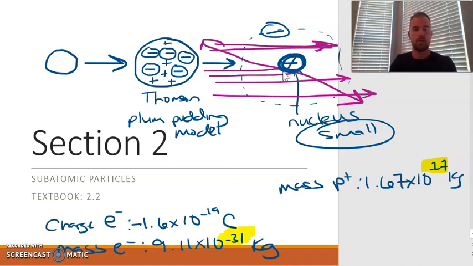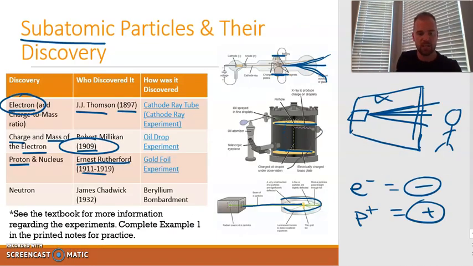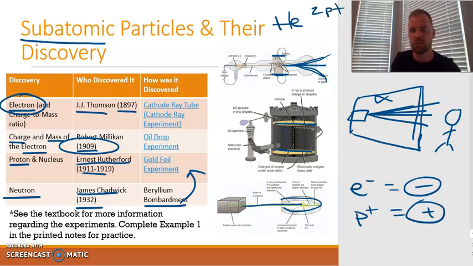So now we get on to the third and final subatomic particle, the neutron. The neutron was discovered by James Chadwick in around 1932 via the beryllium bombardment experiment, very similar to the gold foil experiment. And this was discovered because we found that elements such as helium that only have 2 protons somehow had a mass of 4. If the helium atom only has 2 protons, how then was it having a mass of 4? There must be another particle in there.